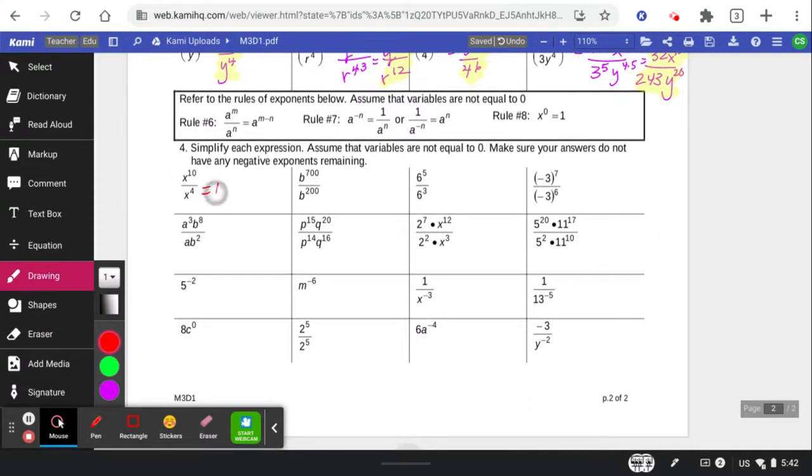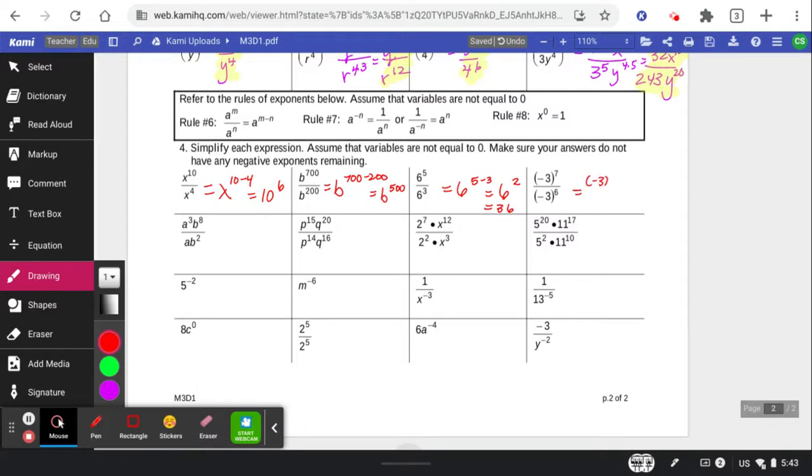Here we go, straight up subtract rule. Imagine stretching it out, having 10 x's on top and 4 x's on the bottom. So it leaves you just 10 to the 6th. B to the 700 minus 200 is b to the power of 500. 6 to the 5 minus 3 is 6 squared. Oh, we could make that a 36 if you want.